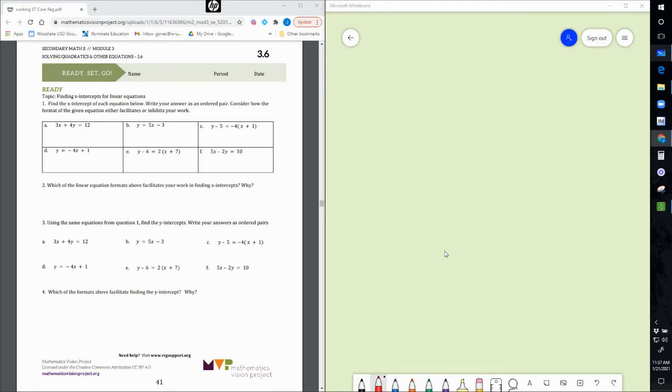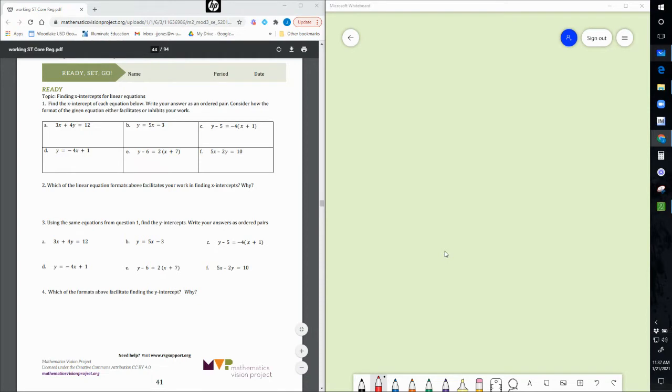3.6. You don't need notes for this necessarily, although there are a couple things you might want to write in your notes. But I'm not asking for you to submit them. I am asking you to submit the completed problems. All right, here we go.